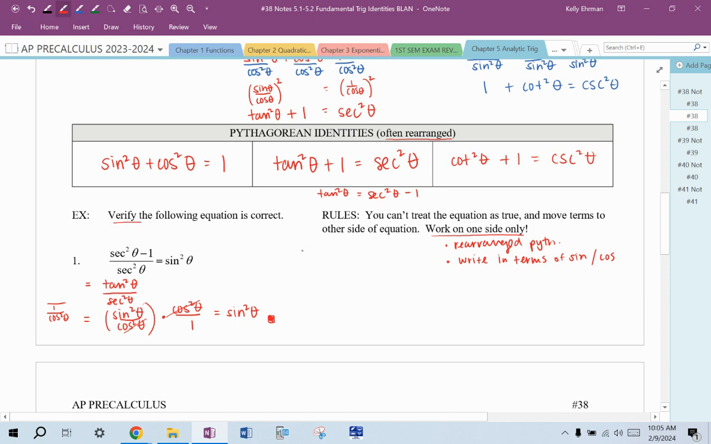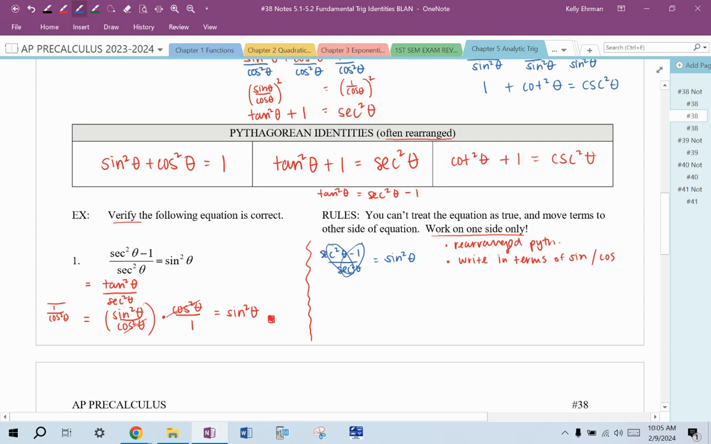Now, there is another way to work on this problem, so I want to show you two common methods because they're both kind of useful. Let's go back and write the original equation. Secant squared theta minus 1 over secant squared theta equals sine squared. So another way to tackle this is anytime I see a binomial divided by a monomial, two terms divided by one term, I think, okay, I can divide each term by secant squared.